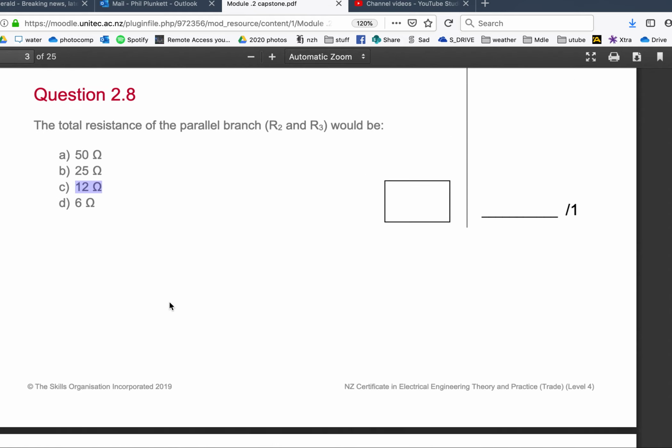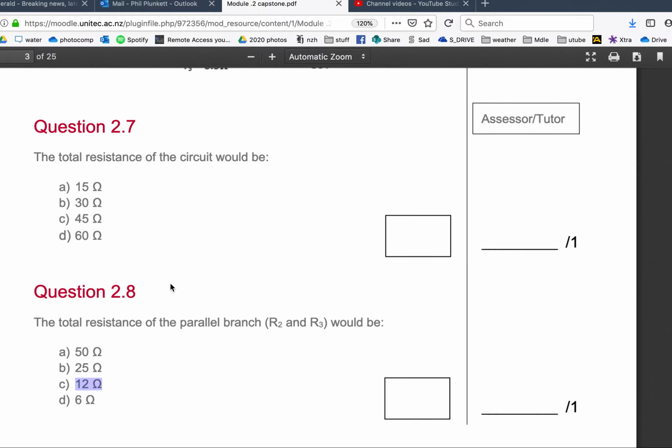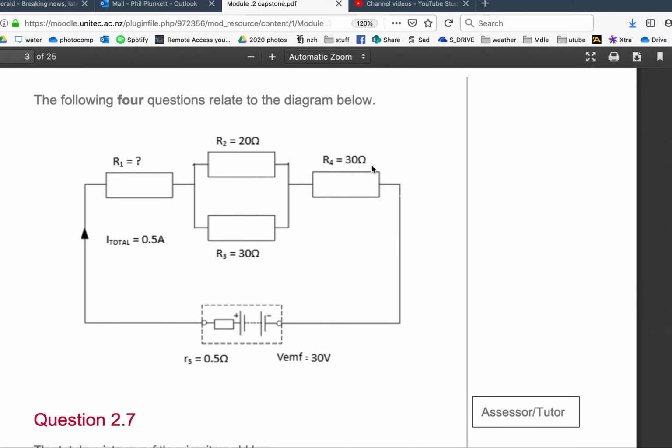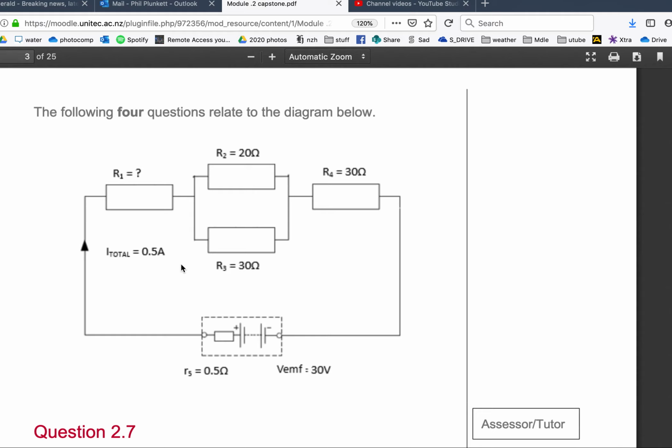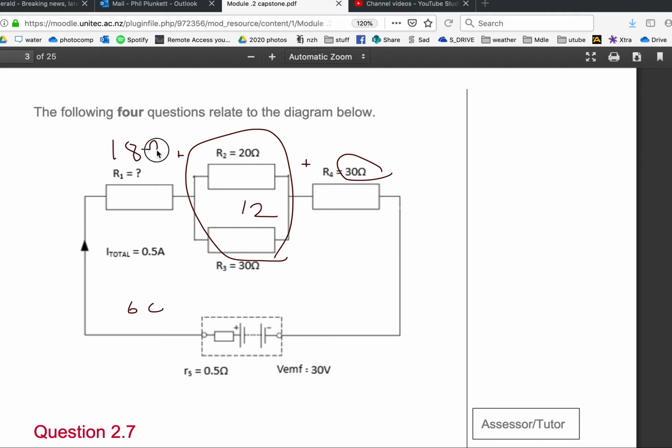Resistance of R1 would be, so if this one is 12, that's 30. That gives me a total of 42. And we said the total was 60, so 42 here. Let's draw that in. Got 30 there. This one here is 12. 30 plus 12 is 42. This one here has to be, because we said the total resistance was 60, this one has to be 42. This one has to be 18.